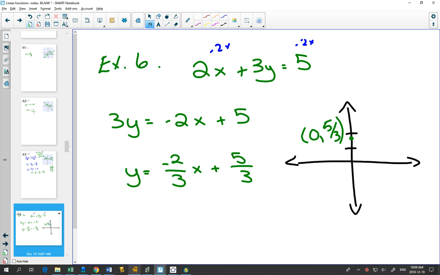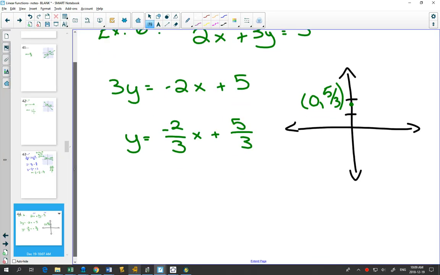0, 5/3. And trying to graph this, well, now I'm supposed to go down 2 from that fraction and over 3. That's also going to be a fraction and not very much fun to label. Okay? So you say, ooh, y equals mx plus b doesn't work out very nice.